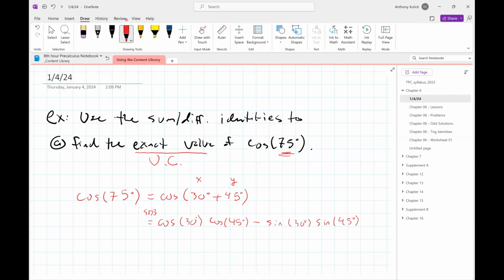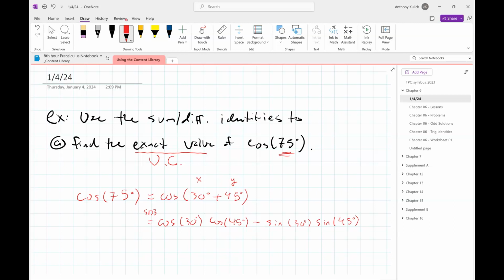Everybody feel good on what I've done? So I've just used the identity like a formula, right? And plugged my numbers into the formula. Now, how do I do cosine 30 degrees, cosine 45 degrees, sine 30 degrees, sine 45 degrees? How do I do those? I look them up off of my unit circle, right? So look at your unit circle.